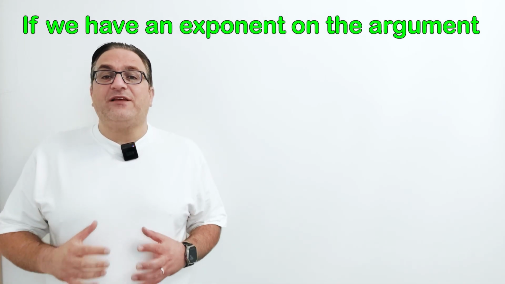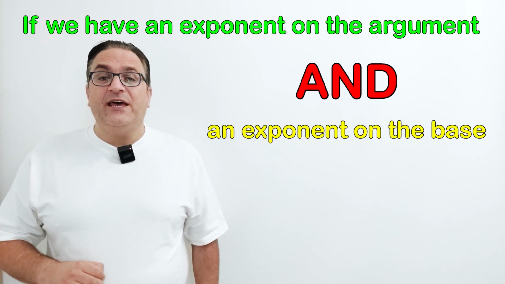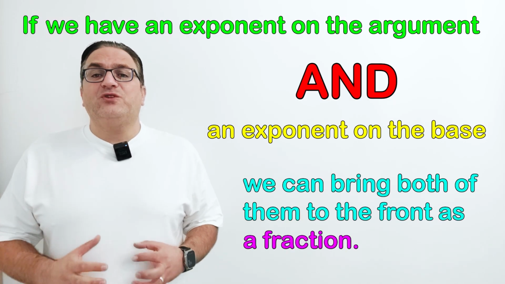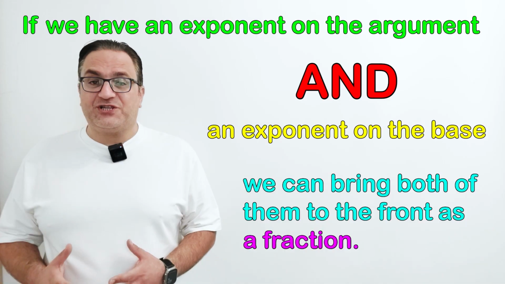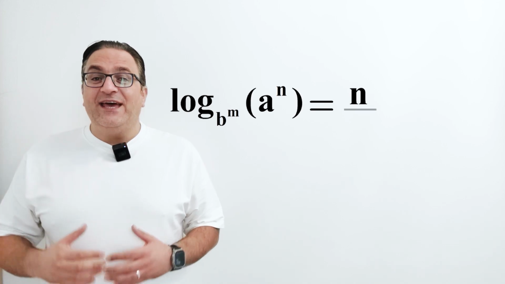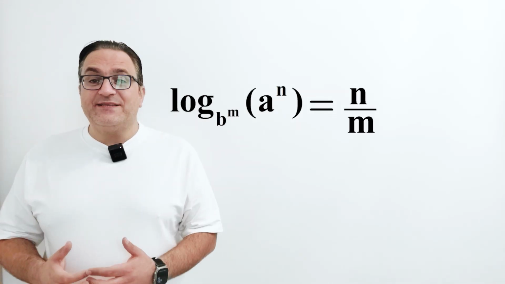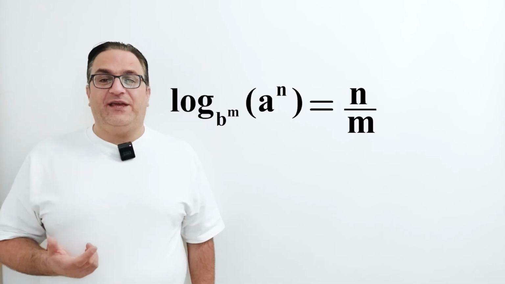Now let's look at the most general version of the power rule. If we have an exponent on the argument and an exponent on the base, we can bring both of them to the front as a fraction. The rule is this: the exponent of the argument, n, goes to the numerator, and the exponent of the base, m, goes to the denominator.